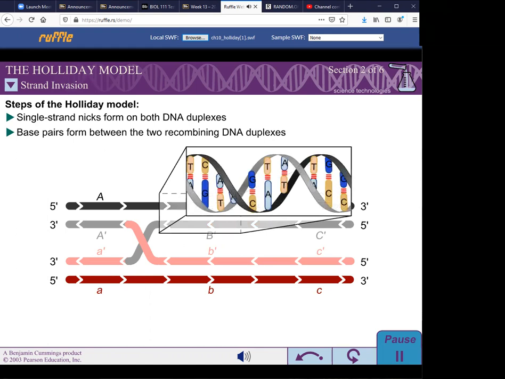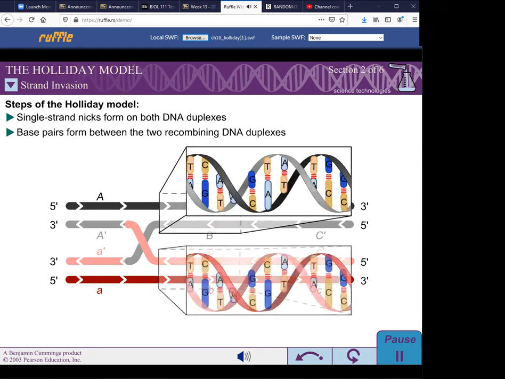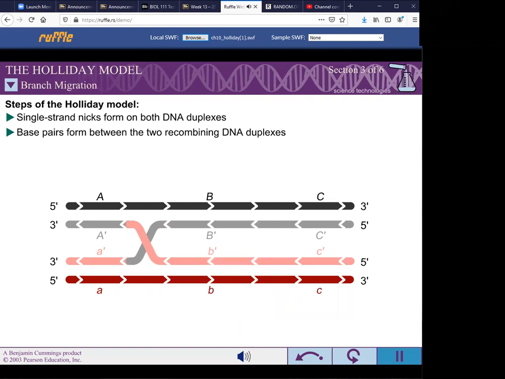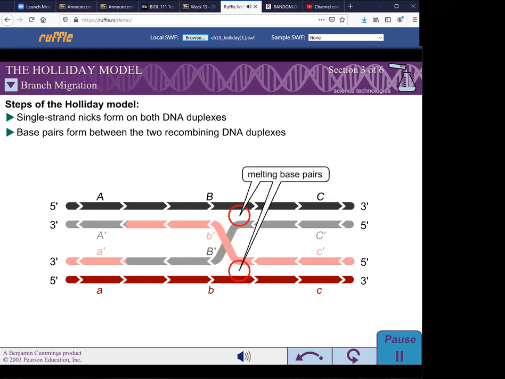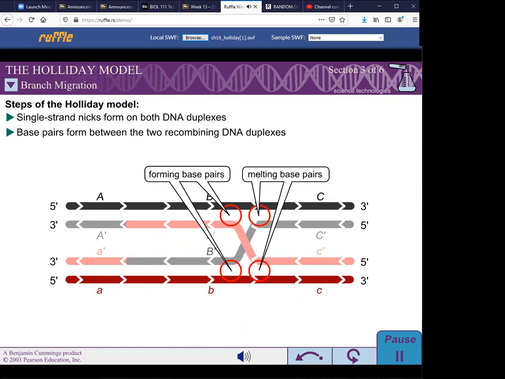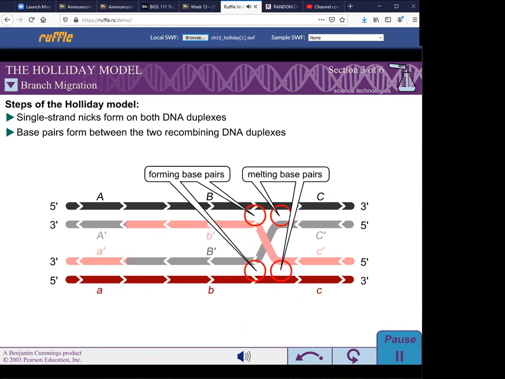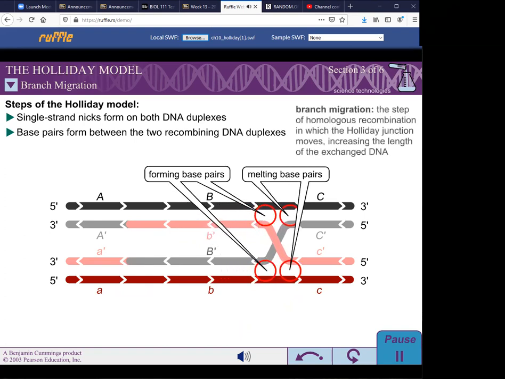Remember, since the duplexes are identical or nearly identical in sequence, each of the nicked strands is able to base pair with the uncleaved strand on the opposite duplex. The Holliday junction can move along the DNA by repeated melting and formation of base pairs. Each time the junction moves, base pairs are broken in the parental DNA molecules, and identical base pairs are formed in the recombination intermediate. This process is called branch migration.